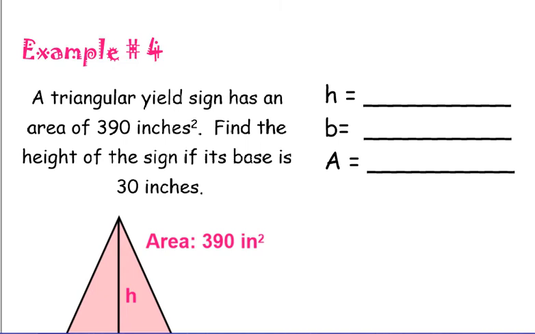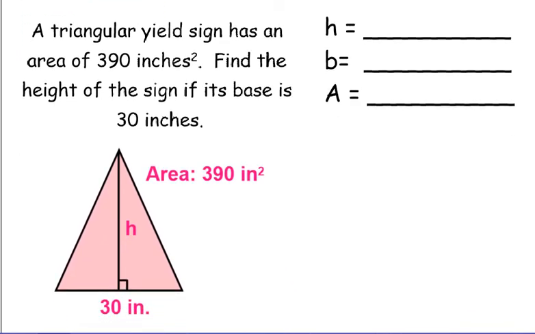We're going to add in some word problems, but we're also going to do what we did with trapezoids and add in missing dimensions. So for example, I'm going to give you the area, and you need to tell me the height. With triangles, it is much easier than trapezoids because it should be straight multiplication if you're using the 0.5 in the formula. So a triangular yield sign has an area of 390 inches squared. Find the height of the sign if the base is 30 inches.